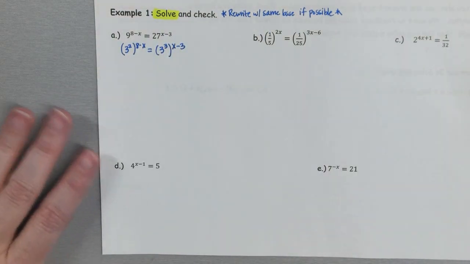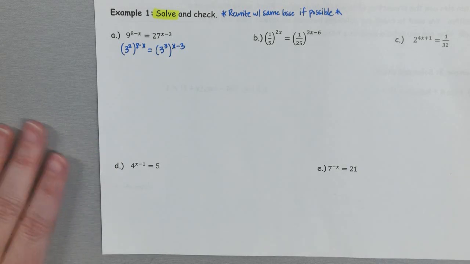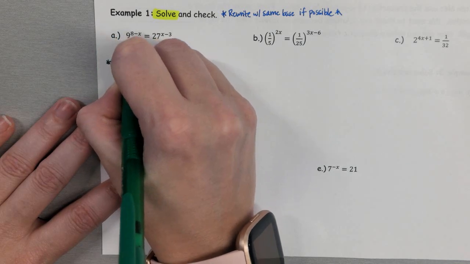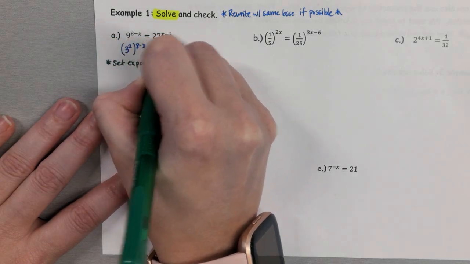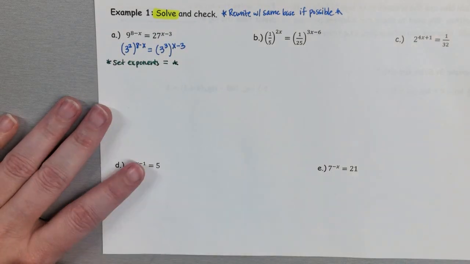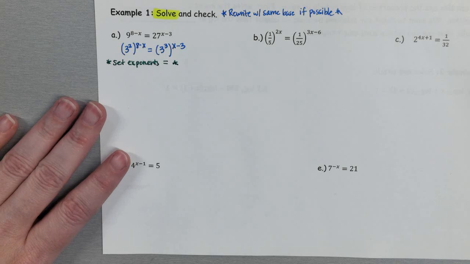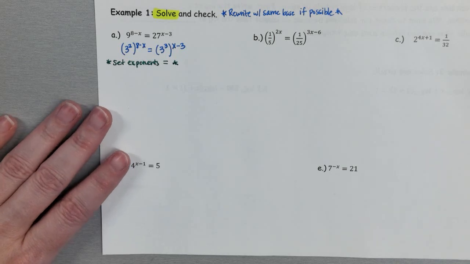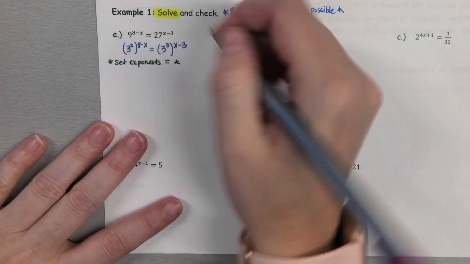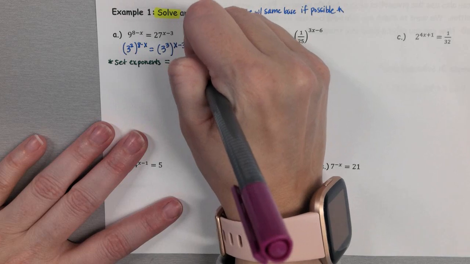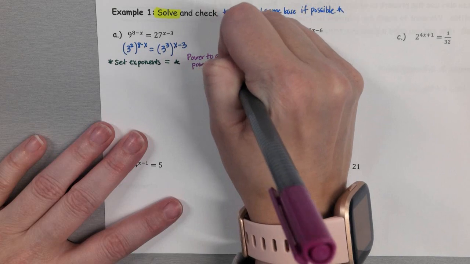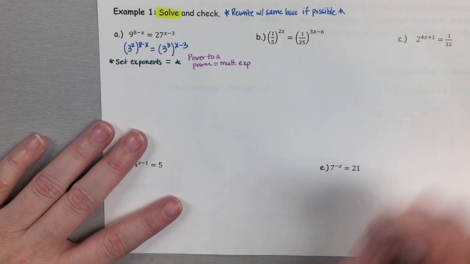So once you have the same base, you're going to set the exponents equal. Okay? When you set the exponents equal, you do want to remember a property, because see how you have a power to a power? If you have a power to a power, what do you do with the exponents? Yeah, you multiply. Okay, so power to a power means multiply your exponents.